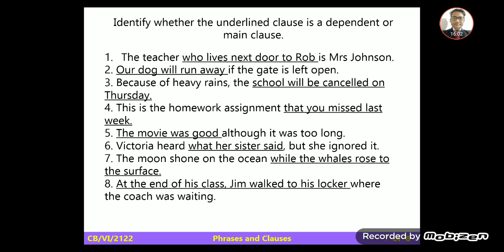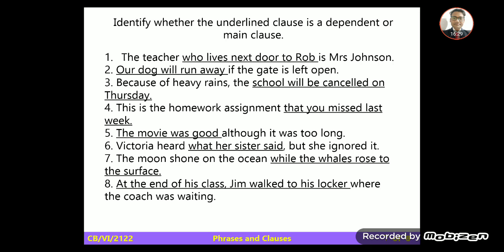Number 3. Because of heavy rains, the school will be cancelled on Thursday. So, the school will be cancelled on Thursday. Is it depending or not depending? Think about it. Have you thought? Okay, I'm going to tell you. It is independent because it is not depending on another sentence.